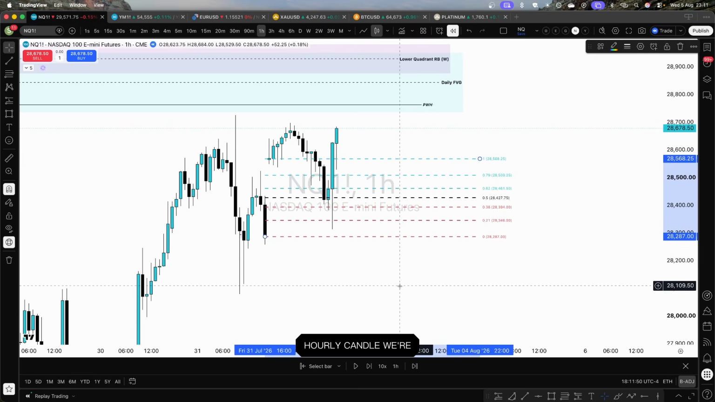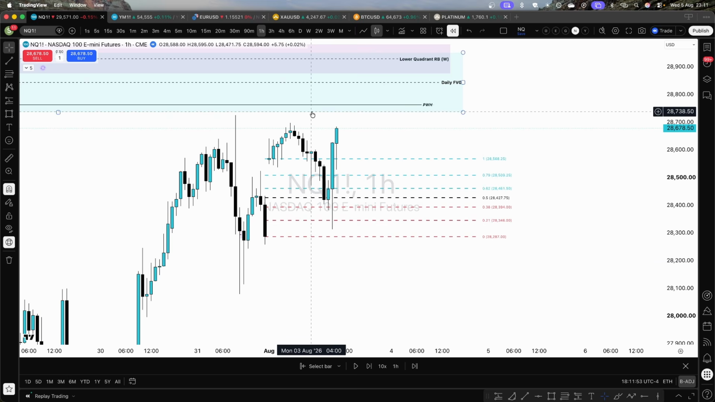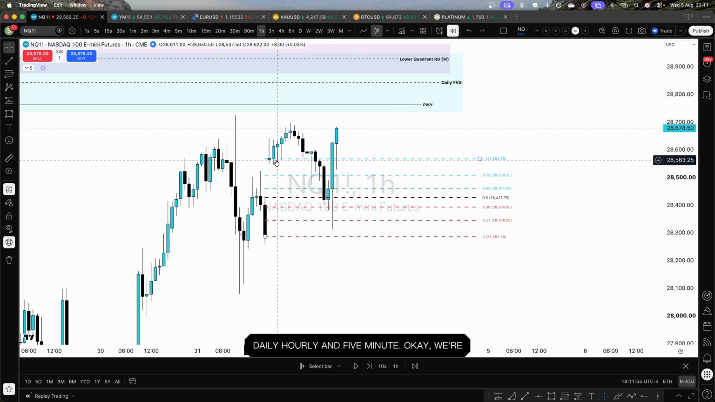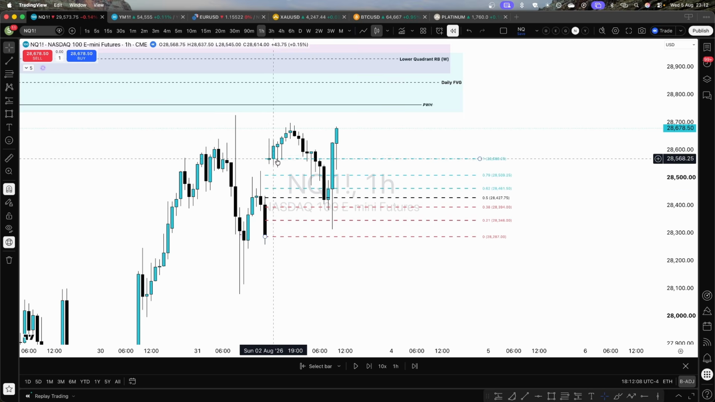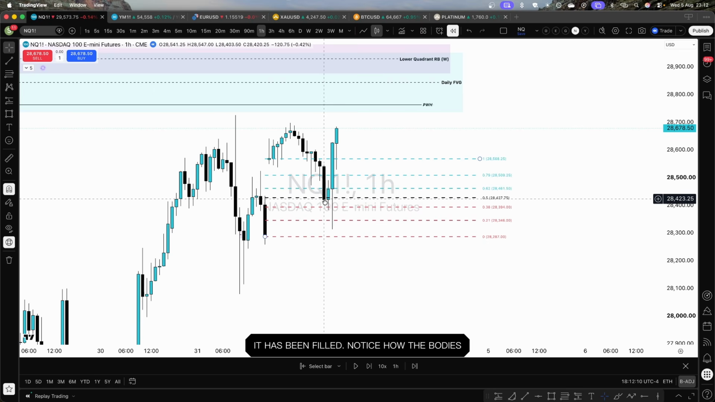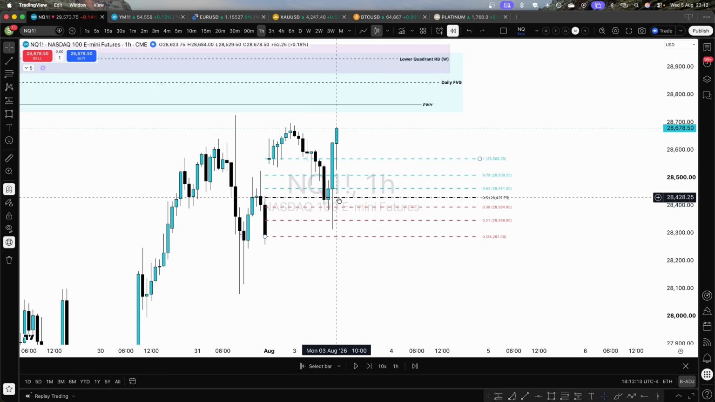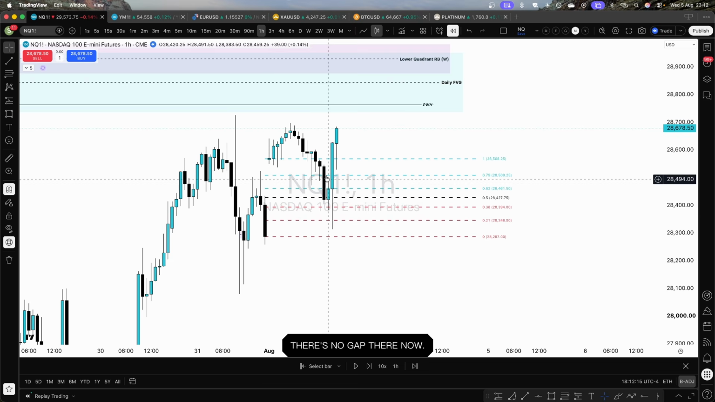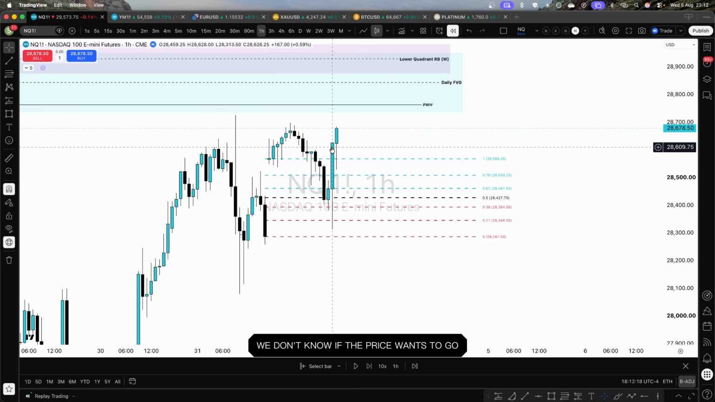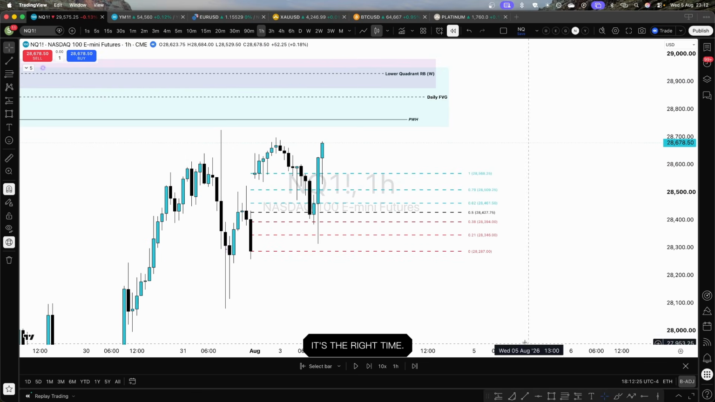Essentially, with this hourly candle, we're sticking to our simple daily, hourly, and 5 minute. We're not focusing on any other time frames. We can see that the gap that was created on the weekend from opening on Monday has been filled. Notice how the bodies have been filled. There's no gap there now. We don't know if the price wants to go higher in this moment in time. We have bullish prices, we have bullish bias, but we don't know if it's the right time.